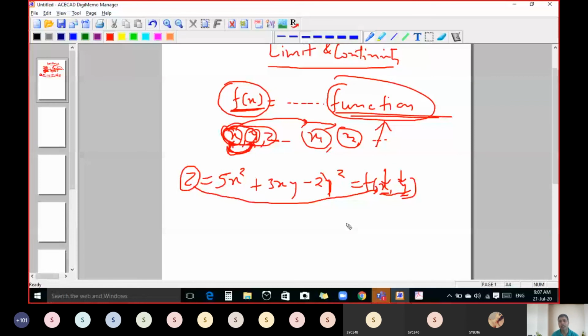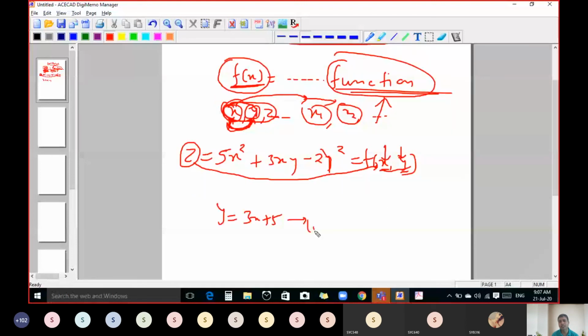There are different types of functions. Let us say y equal to 3x plus 5. This is known as linear function. Here the power of x is 1. So it is known as linear function. Y equal to the function which is in the form of ax square plus bx plus c.